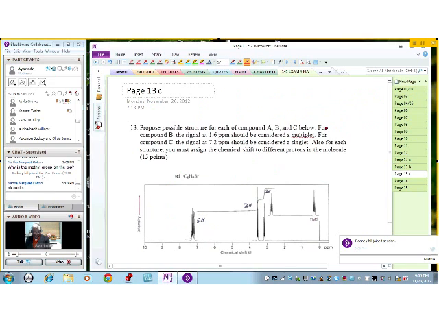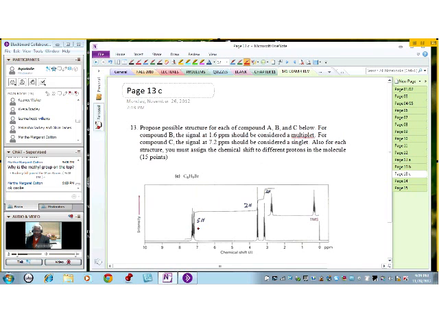Okay, so let us go to the last set on this. Now, this is another molecule here. Think of this as a singlet. That's what they told you here: the signal for compound C should be considered a singlet. That's what they told you. So consider this a singlet.